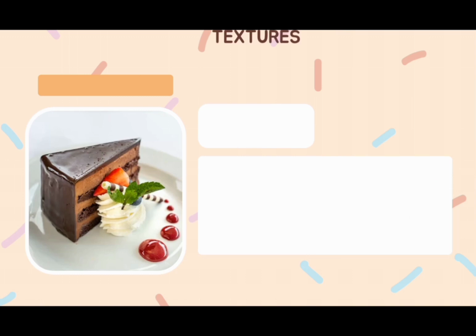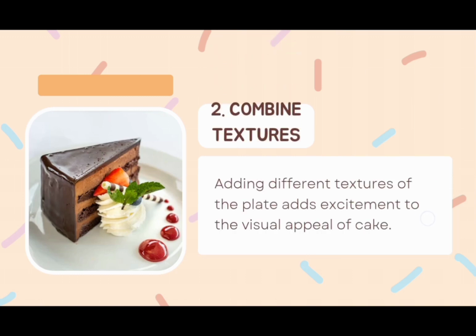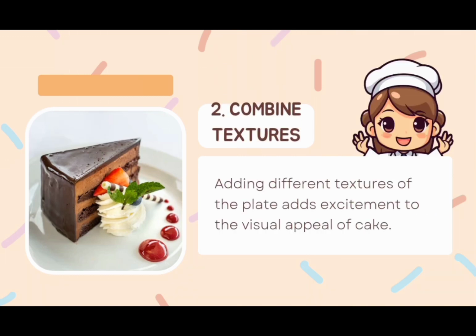So the second one is combine textures. Adding different textures on the plate adds excitement to the visual appeal of the dish, and the enjoyment only continues when the eating commences. The different textures excite the senses, giving an anticipatory sense of the taste pleasures to come.